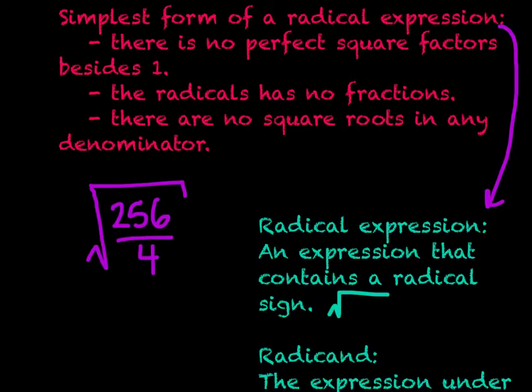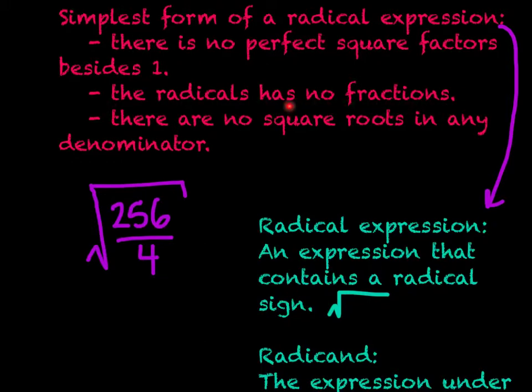So the simplest form of a square root expression has no perfect square factors besides 1 underneath that square root sign. We don't want to see a 4 in there, 4 times 12 or anything like that. We can take that 4 out. We can take care of that situation. We can even take care of that 12. You'll find out soon. The radicals also have no fractions.